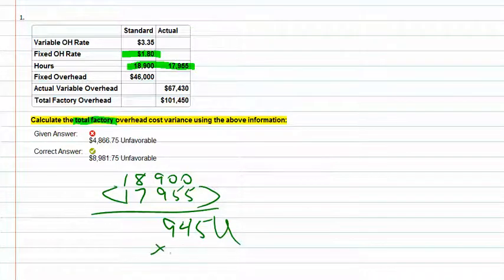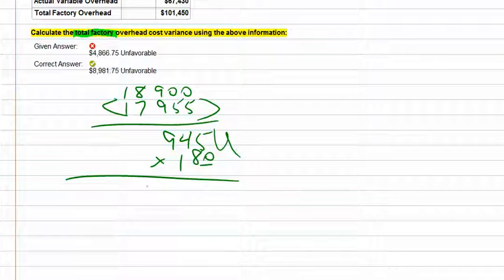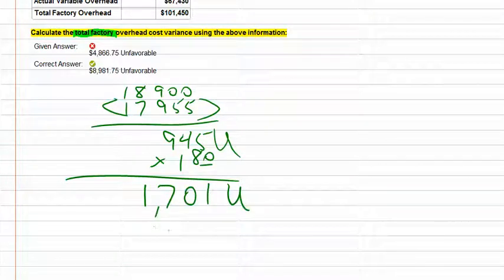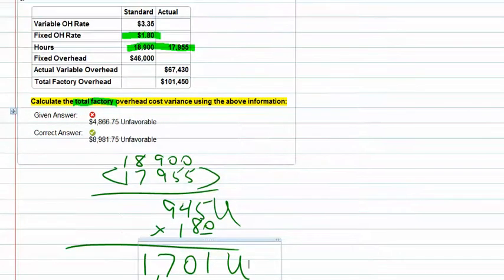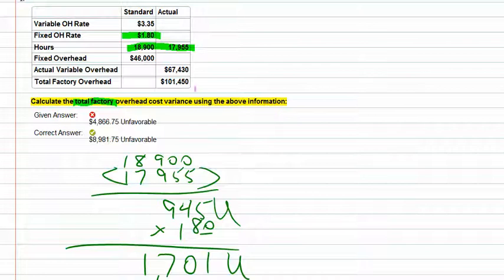I'm going to multiply this times my rate of $1.80. So I get an unfavorable variance, and this is my volume variance, of $1,701. Next, I'm going to look at the controllable variance, which deals with my variable factory overhead.